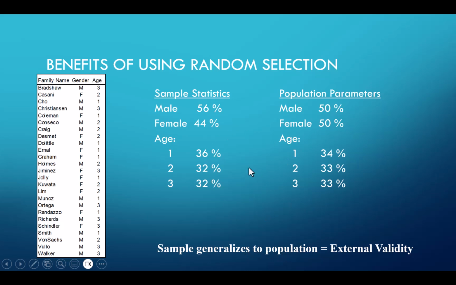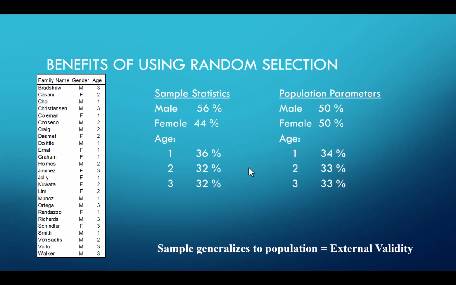These background characteristics are important, remember we're talking about cognitive outcomes, right? So the cognitive abilities of a 1-year-old are very different than that of a 3-year-old. So we want those ages to be representative. If not, that could skew our results.